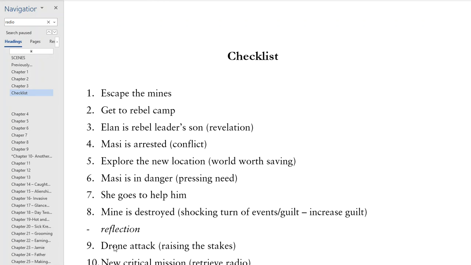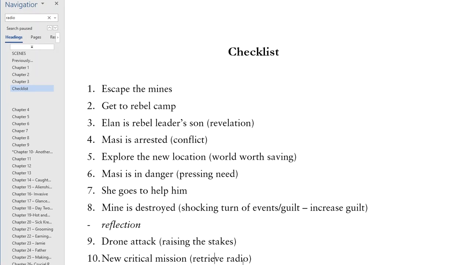So in a simple checklist, the drone attack is just what happens, but the subtext is why it matters to the plot. And mostly it's because the next new critical mission, the next thing that they actually have to do, is to go and retrieve the radio. They stole an alien ship and they crashed it to escape, but now they're going to go back and try to get the alien radio from the ship so that they can listen in on what the aliens are saying. So the mission was already part of the story. I already knew that's kind of what had to happen.